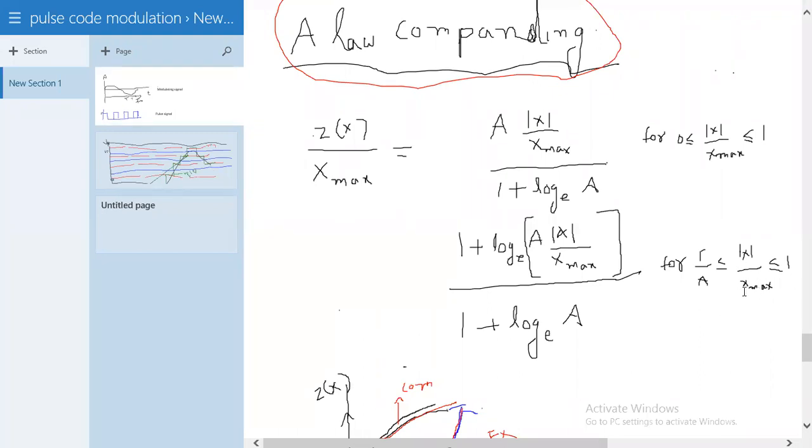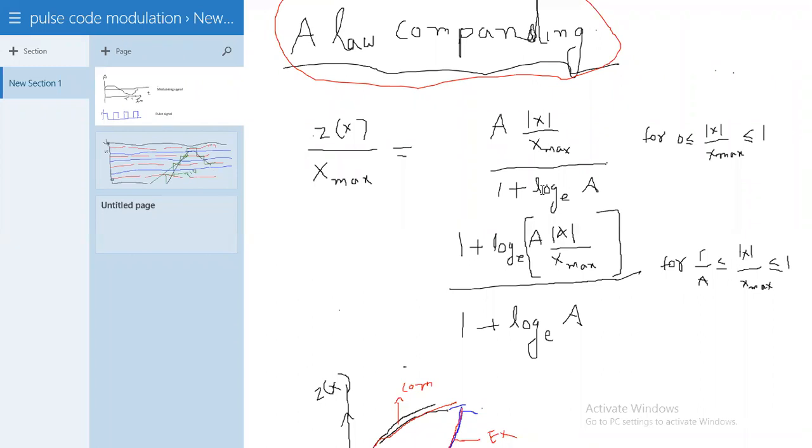Again here for this condition, the compressor output is 1 plus logarithm of E L A into mod x by x maximum, over 1 plus log E A. So these are the formulas for Euler compounding and Mueller compounding. These are used for different countries for compressing the signals. Okay, this is about the compounding.